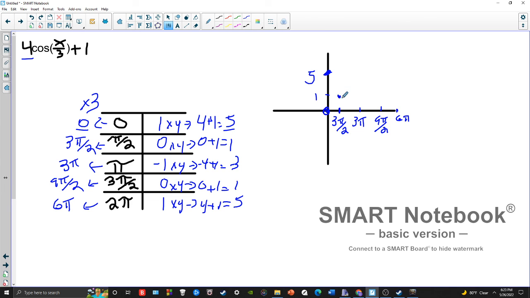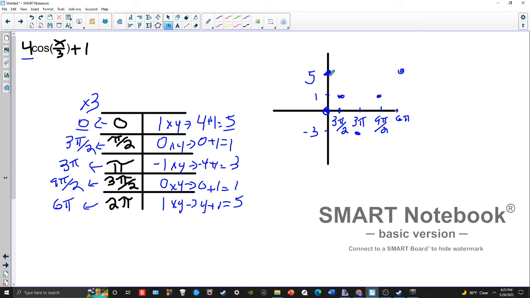So 3 pi over 2 and 1. Then it's going to be 3 pi and negative 3. So 3 pi and negative 3 is going to be somewhere down here. Then it's going to be 9 pi over 2 and 1 again. So it's going to bump back up to 1. And then it's going to be 6 pi and 5, so like this.